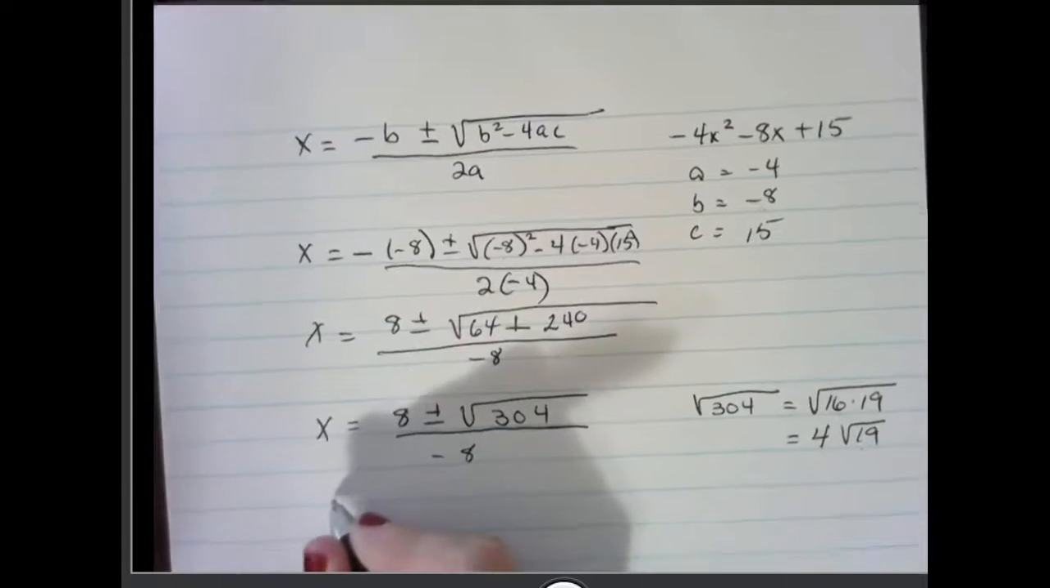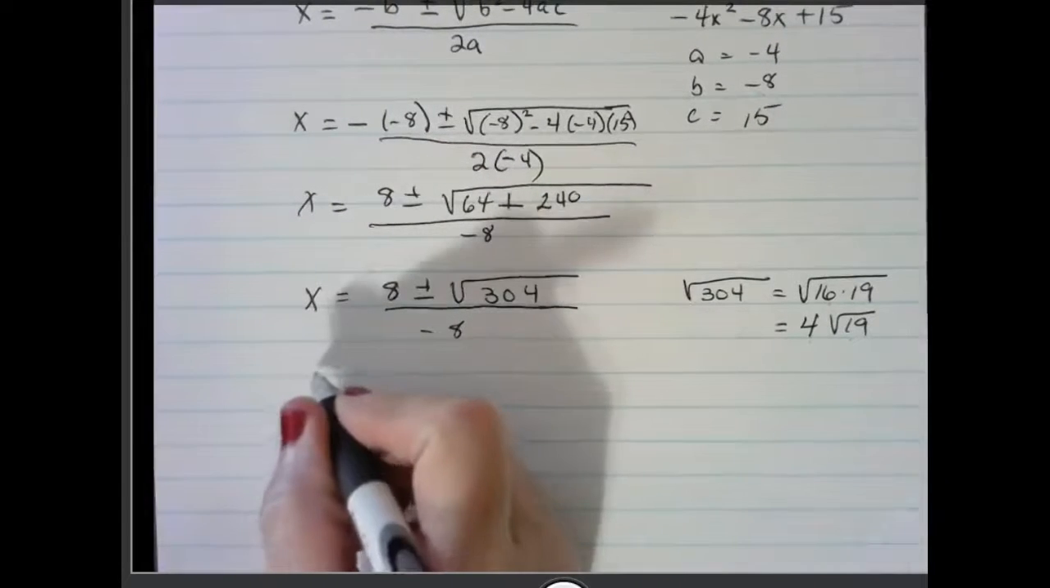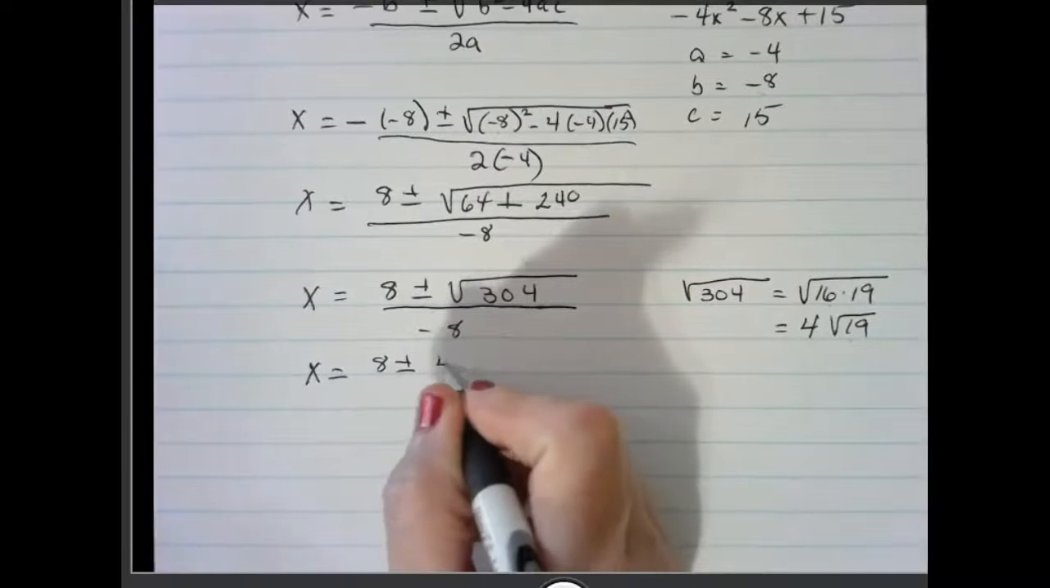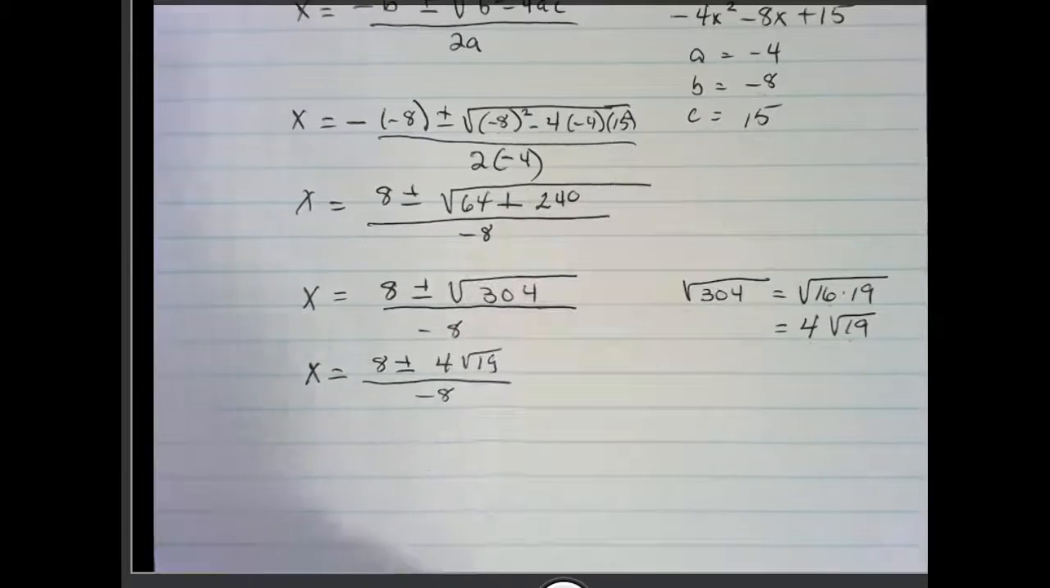So I'm going to bring this back over here. Don't want to lose anything. X equals 8 plus or minus 4 square root of 19 all over negative 8.